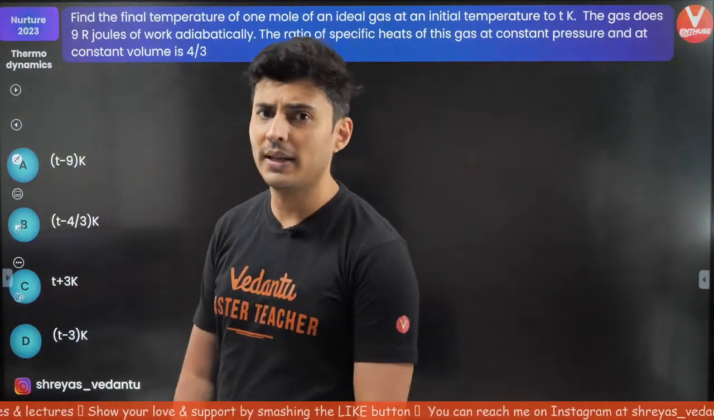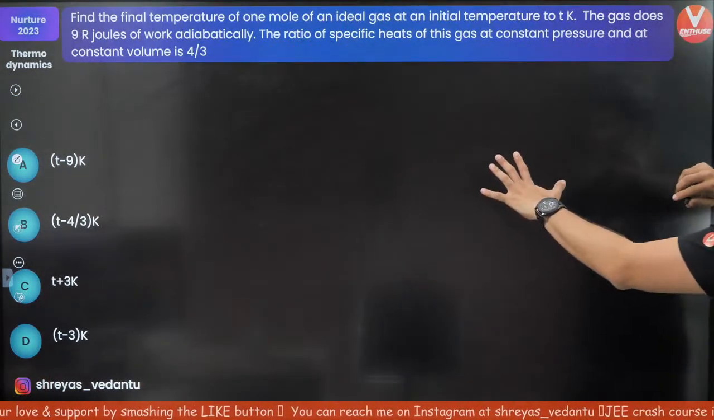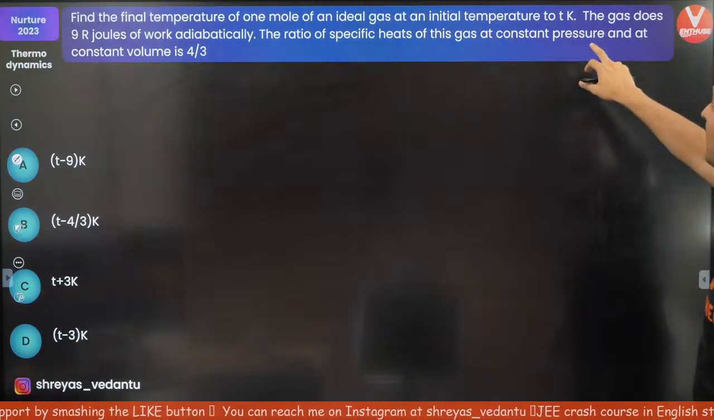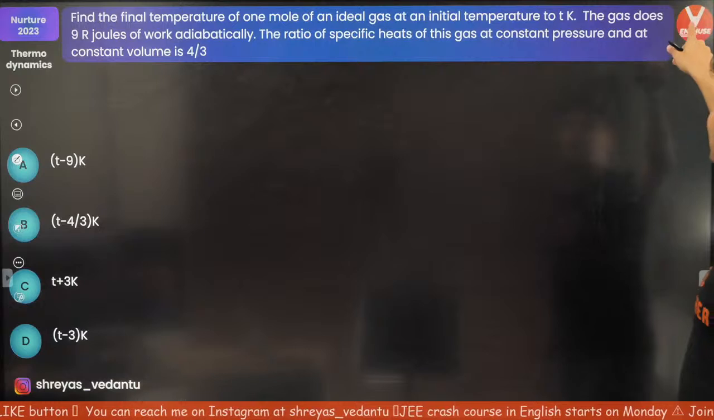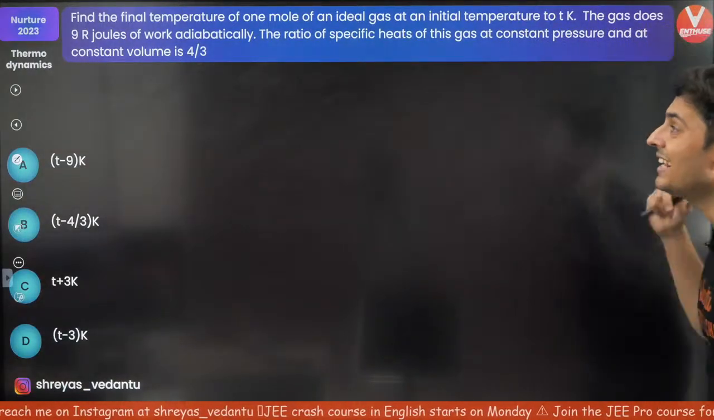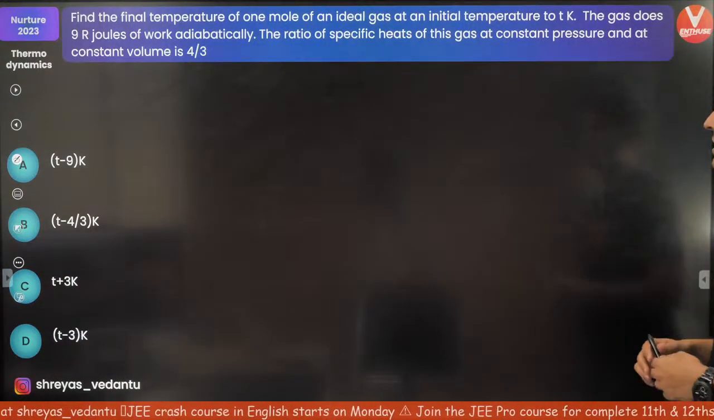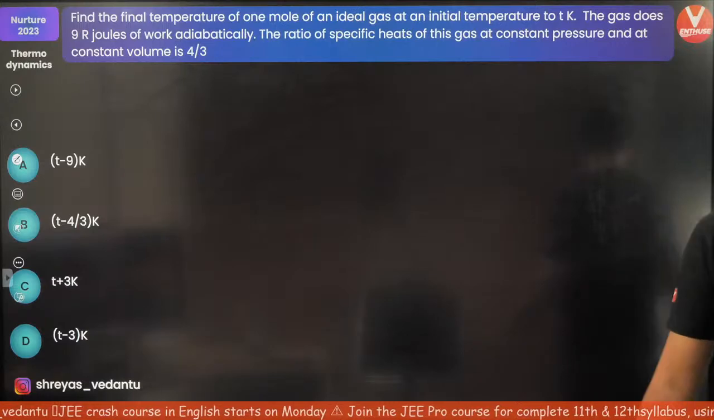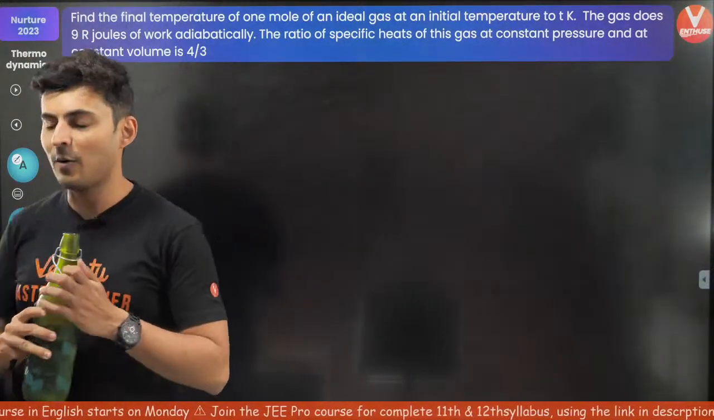So sudden processes are adiabatic, keep that in mind. Let's solve a question on the adiabatic process. Find the final temperature of 1 mole of an ideal gas at an initial temperature of T Kelvin. The gas does 9R joules of work adiabatically. The ratio of specific heat of this gas at constant pressure and at constant volume is 4/3. So the Cp by Cv ratio is given. Let's see how we can do this.